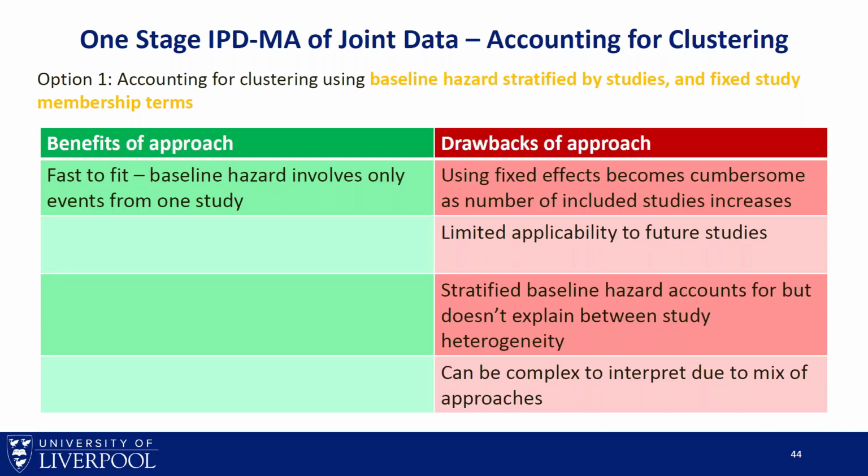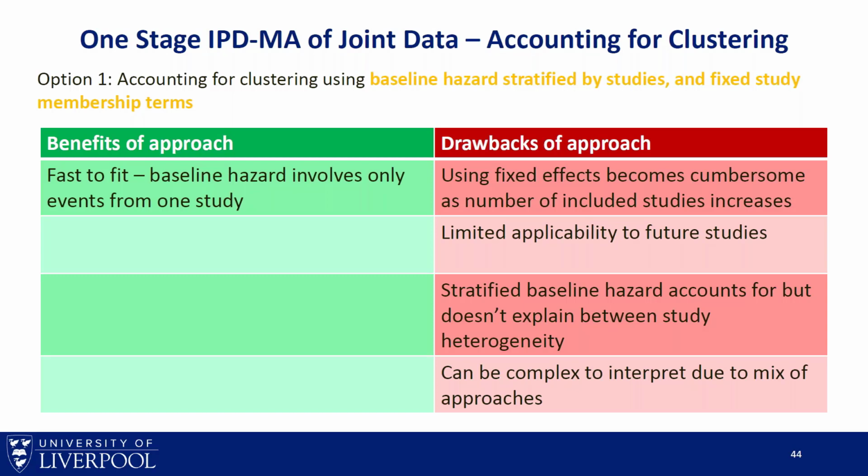Again, benefits and limitations. Benefits are that this model is actually incredibly fast to fit, and it's because we're separating the baseline hazard by study. So all of these models that I've presented here use an unspecified baseline hazard. So the vector of event times is much shorter if we're just using study-specific baseline hazards. However, there are quite a few drawbacks with this mixed approach.